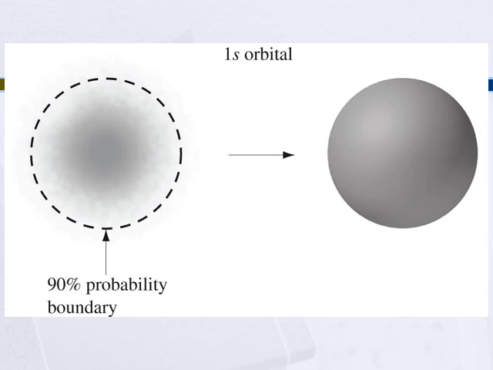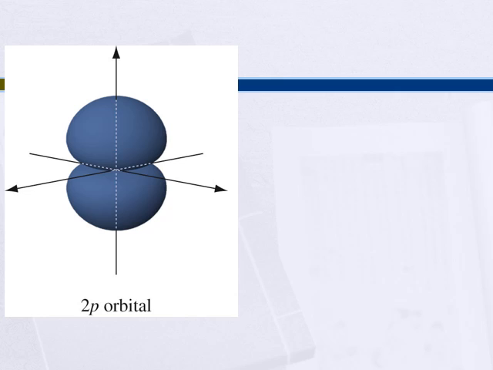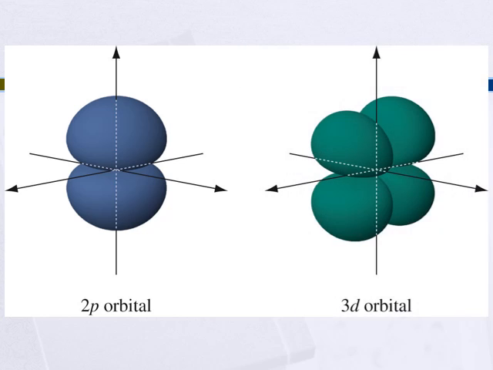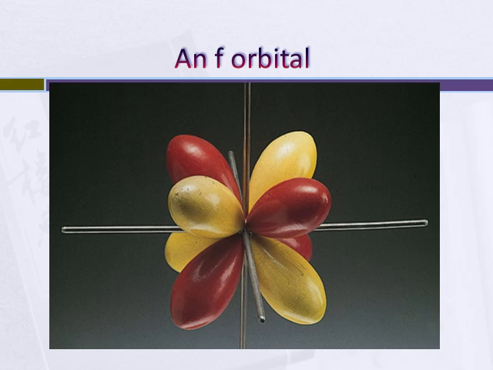The s orbital is a sphere. Here it looks like a circle, but remember that the s orbital is a three-dimensional entity. The p orbital, shaped like a dumbbell with two specific lobes. There's the cloverleaf-shaped d orbital. And finally, here is an f orbital. There are multiple lobes with this, very complex.